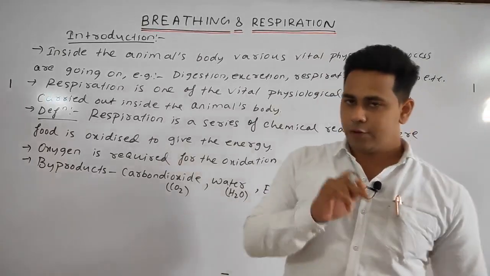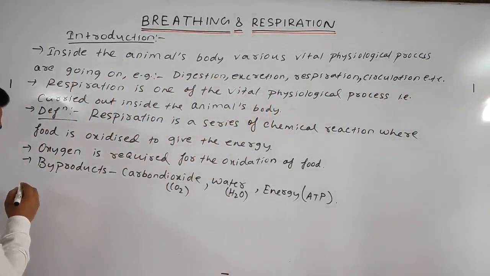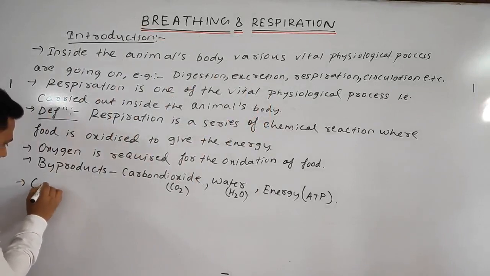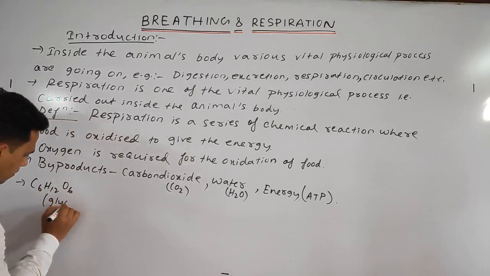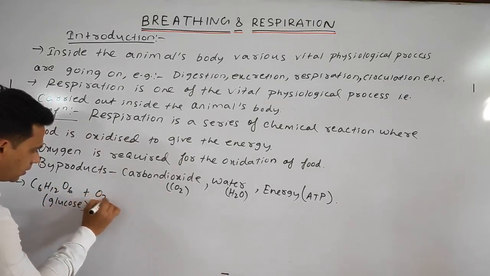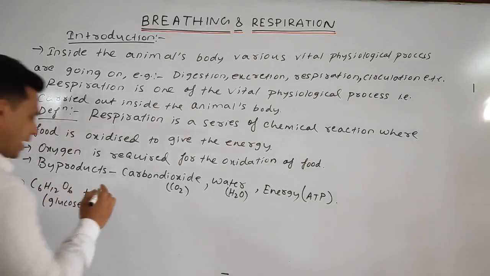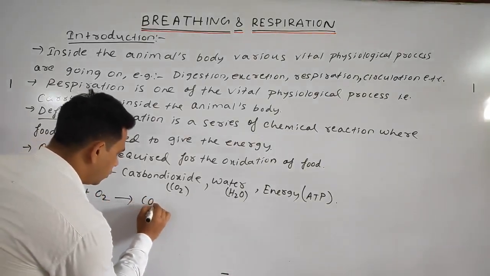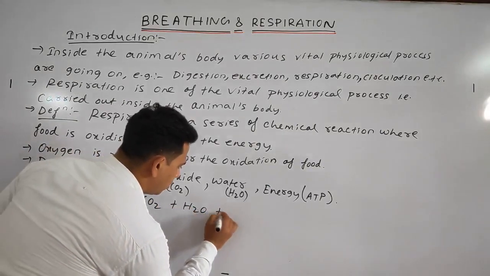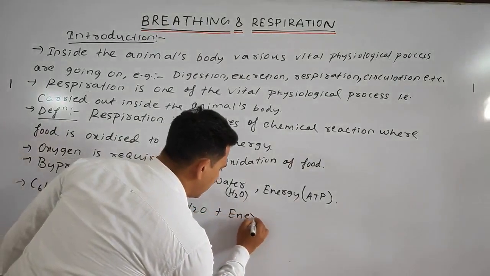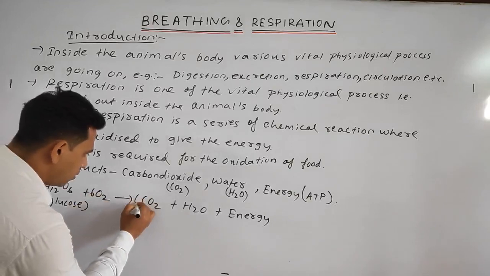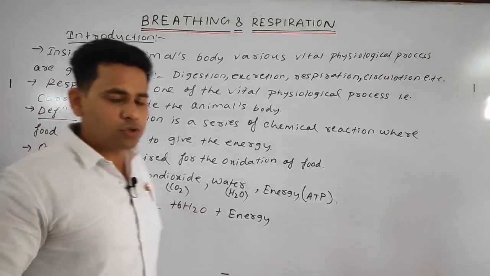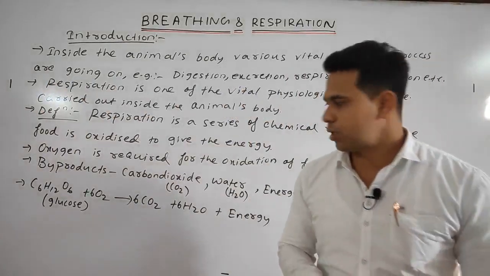If we come to the equation, students, see how we can write. The simple equation is C6H12O6. This is simply the glucose. This has been exposed to the oxygen, or we can say simply oxidized, to form the CO2 plus H2O, and energy is being released. To balance the equation, we should put 1, 6, 6 here. Always remember that you should write the balanced equation.